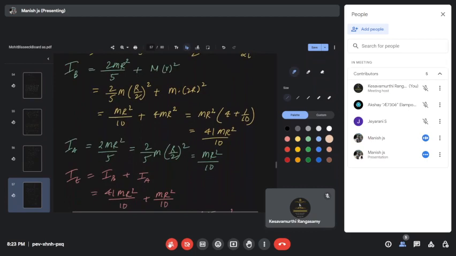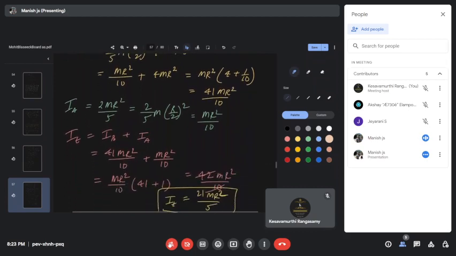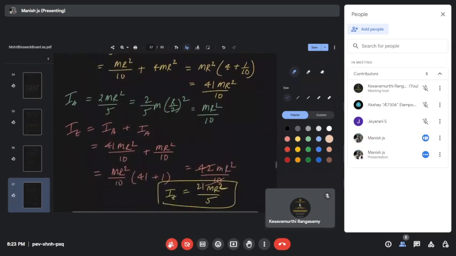I hope this part is clear, right? So you do it step by step and you add both the results, you get the total moment of inertia as 21 mr squared upon 5. Okay, that's how you do this question. Okay, so I hope this part is now clear to you guys. So fine. So we'll move on to the next question.